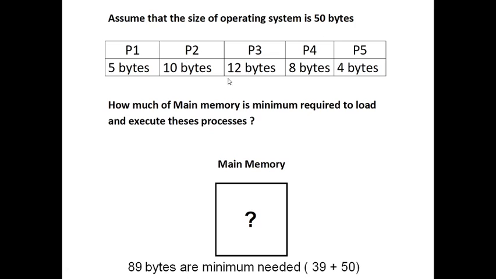So 89 bytes are minimum required to load all of them into the main memory, because you have to load each one as per its requirement. So 50 bytes are needed to load the OS, and then these respective addresses are needed for each process. So totally it will take 89 bytes.